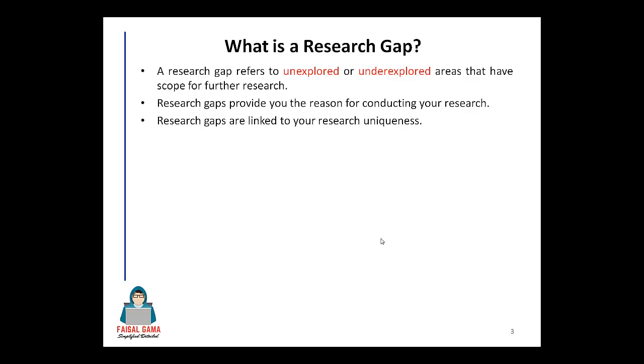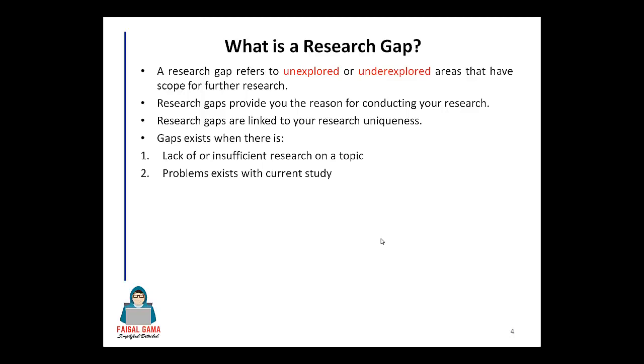When we review the literature, we realize that some problems have not been solved, and then we propose new, unique ways that have not been proposed before, in order to tackle those areas that have not been addressed within the literature. Now, gaps exist when, number one, there is a lack of or insufficient research on a topic. So when we review literature and realize that there are some areas that have not been explored properly, that provides an avenue for finding a research gap.